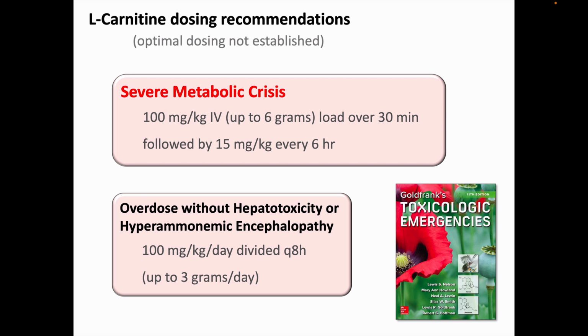While optimal carnitine dosing has not been strongly established, the Goldfrank's chapter recommends a high-dose protocol for sicker patients and a lower dose for less sick patients. Patients with severe metabolic crisis are given an IV loading dose of 100 milligrams per kilogram up to 6 grams over 30 minutes, followed by 15 milligrams per kilogram every 6 hours. Less sick patients get 100 milligrams per kilogram per day, up to 3 grams, in divided doses to be given every 8 hours. But if you look at the indications here, that is for overdose without hepatotoxicity or hyperammonemic encephalopathy, it's not clear that such patients even meet the criteria stated for giving carnitine on the previous slide.